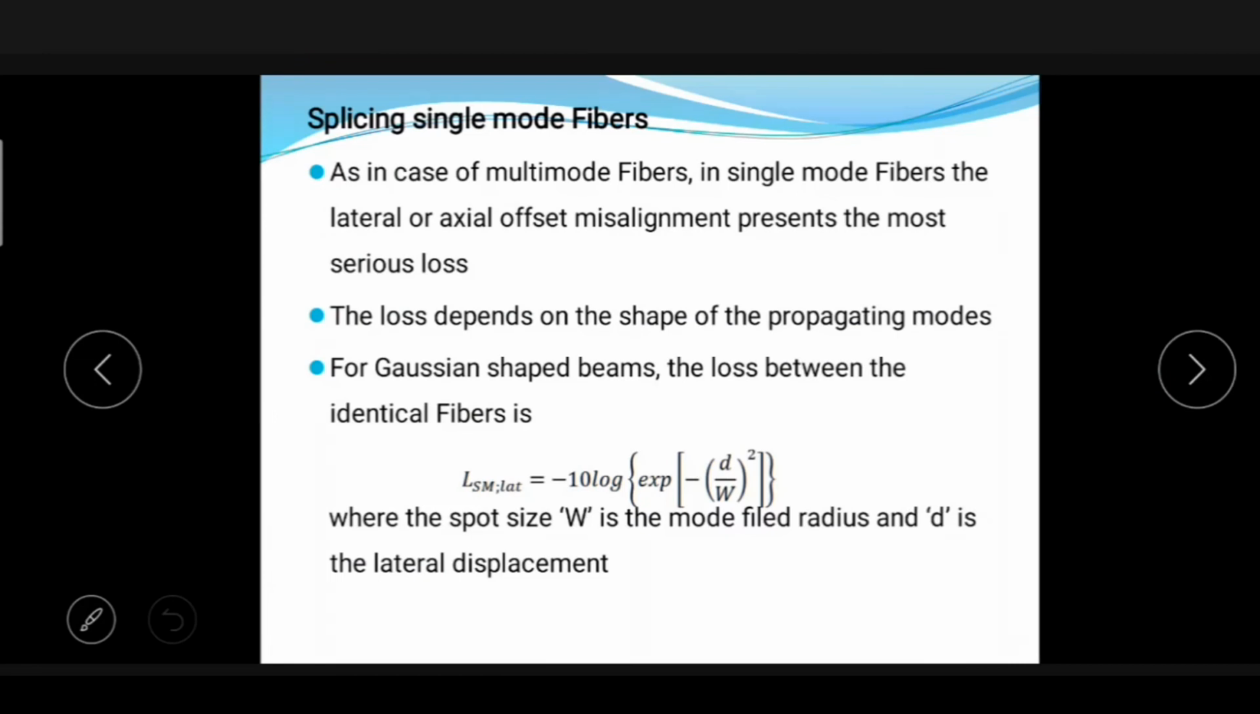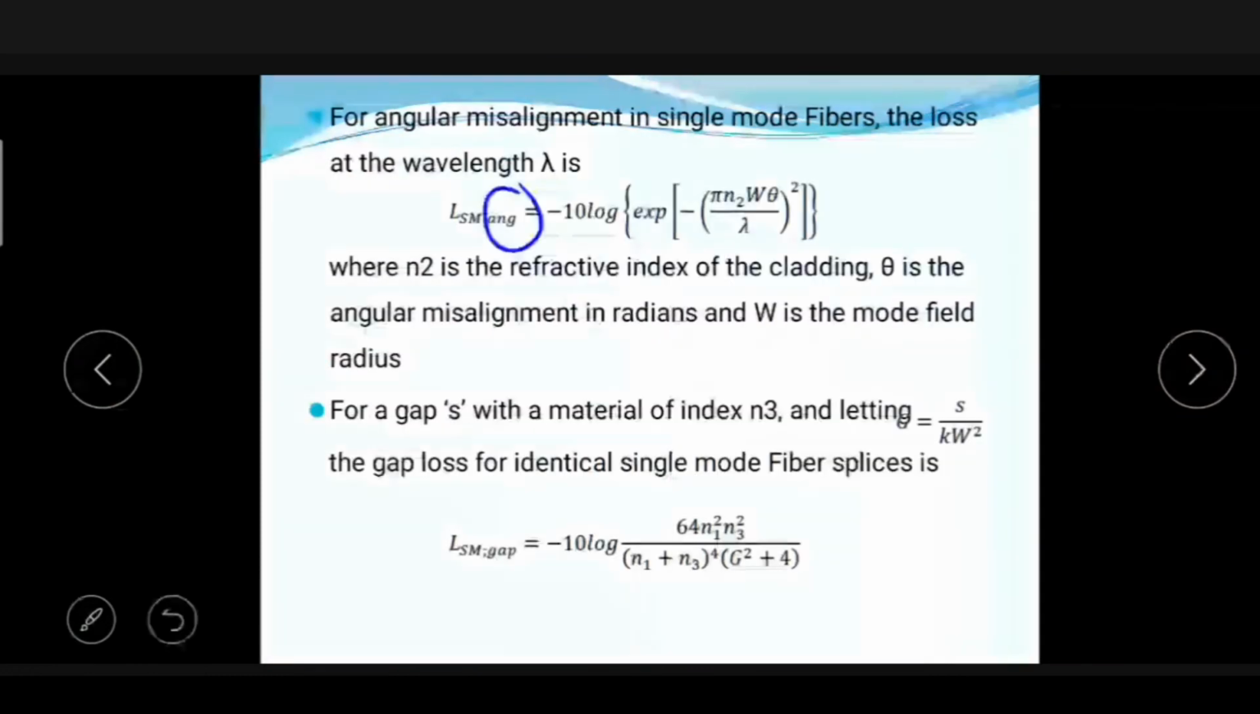Okay, that is about 3 different splicing techniques. Now splicing single mode fibers, if I splice single mode fiber, what may be the loss and due to what the losses occur? Okay, it's very simple. One is due to lateral, one is due to angular, one is due to the end separation.